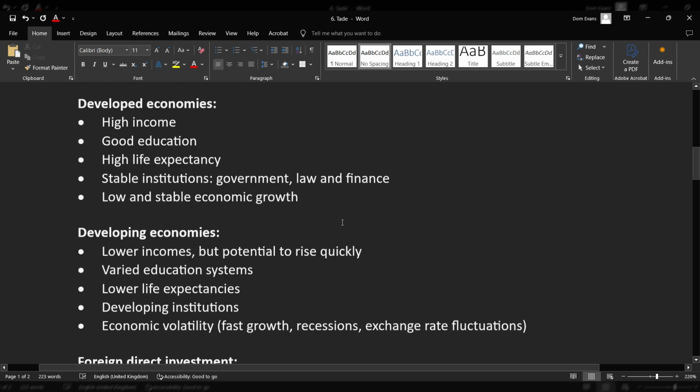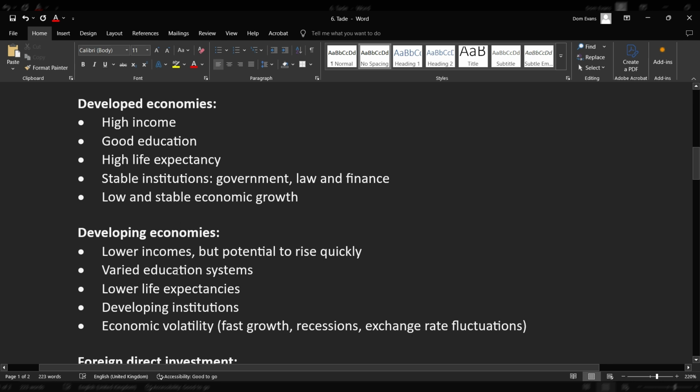Related to the topic of globalization is developed and developing economies. So here are some of the characteristics of developed and developing economies. Okay, so developed economies tend to be relatively stable. They've got generally strong governments, strong laws, strong financial systems which help business to raise money. High income, good education, high life expectancy, all of these things being high HDI, but they tend to have quite low but stable economic growth rates.